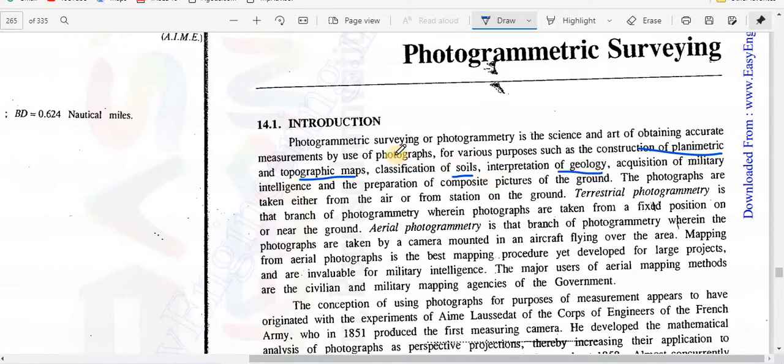Generally photographs are taken with the help of planes, and that can be very useful for military purposes. It is also used for the preparation of a composite picture of the ground.